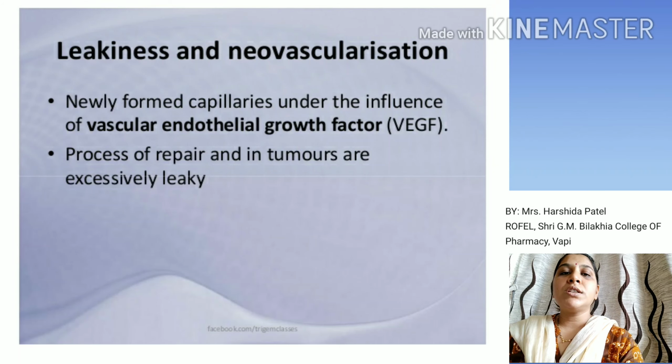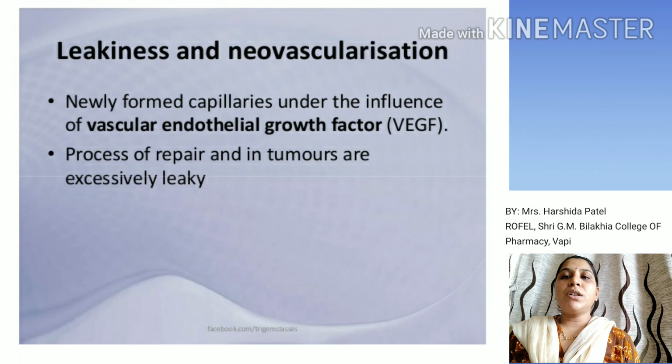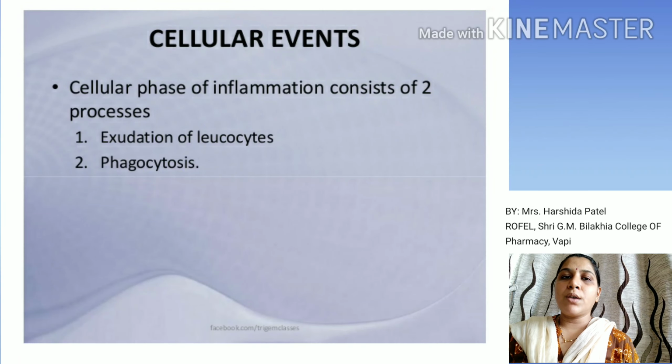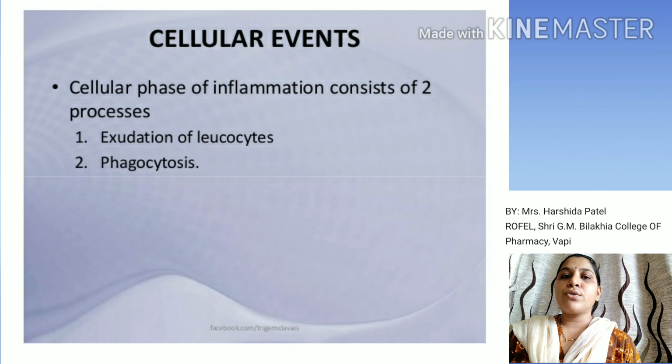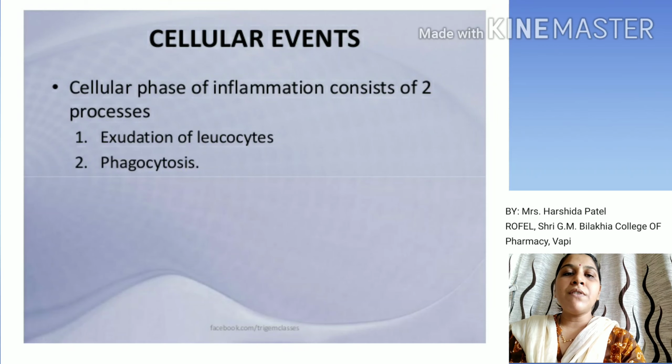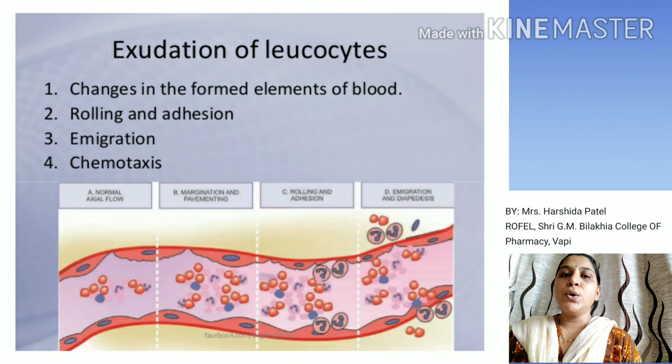Okay, so this is what the vascular events are about. We have seen hemodynamic changes and the increased vascular permeability mechanism. So with that the vascular events get over. Now the next topic is cellular events. In the mechanism of inflammation we are moving to the next part, the cellular events. The cellular events consist of two processes. The first one is exudation of leukocytes and the other one is phagocytosis. Firstly we will see the exudation of leukocytes.